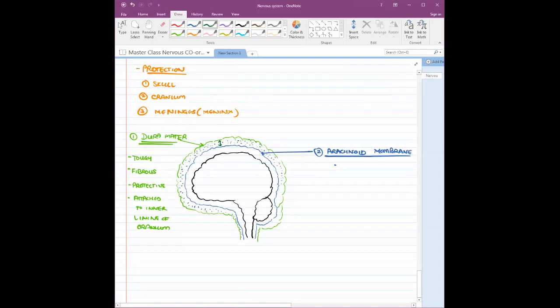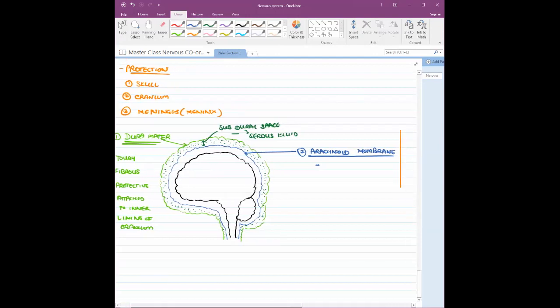So let me just show it this way. So this is subdural space. And what is this filled with, guys? This is going to contain your serous fluid. Okay, fine. But now let's try to move ahead. Now the second thing we said is the arachnoid membrane. I told you this is going to be a web-like cushion.